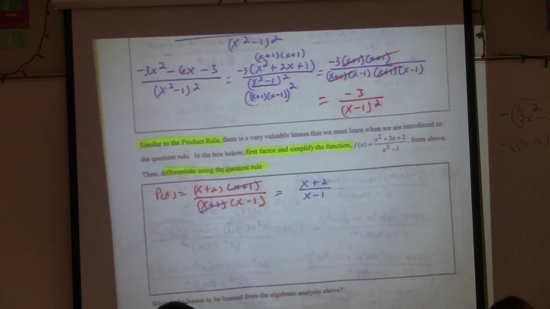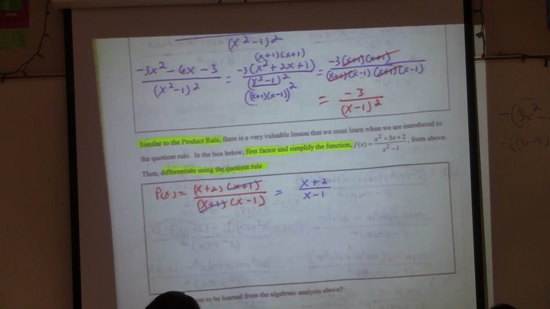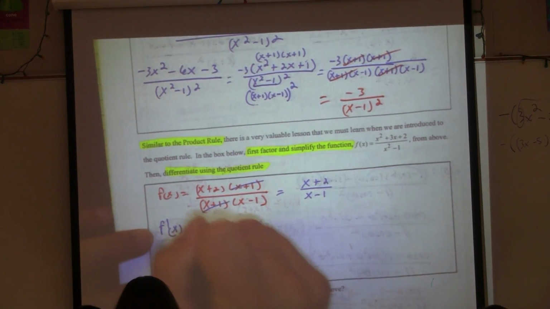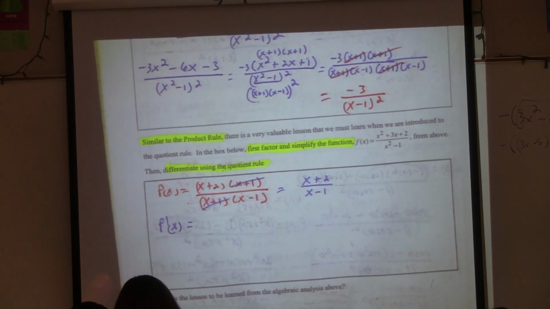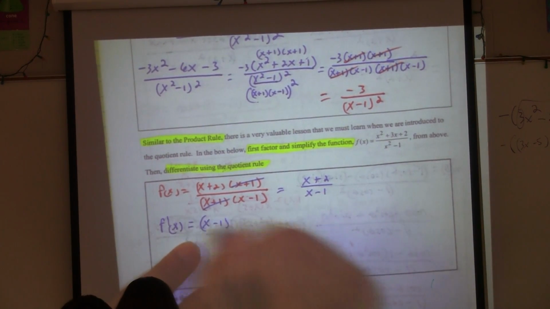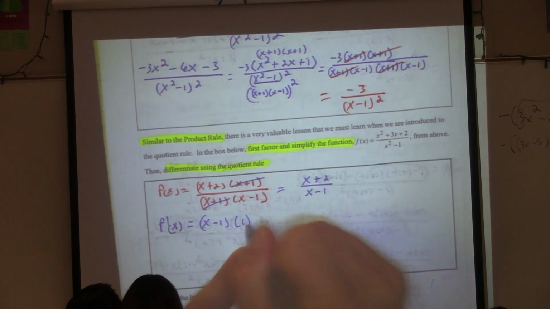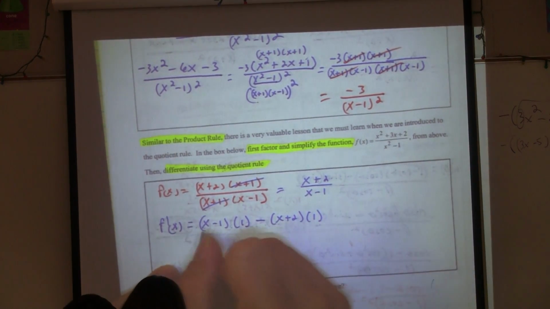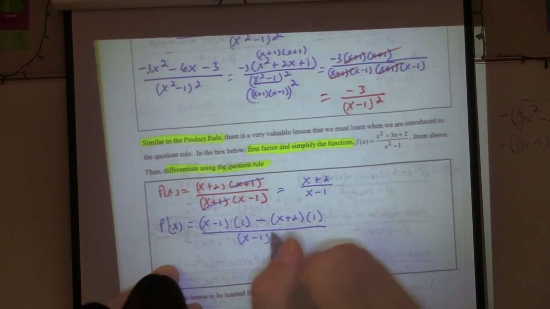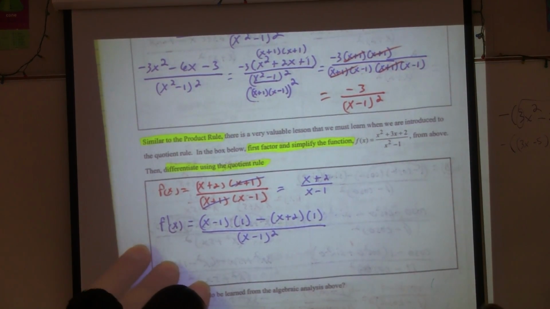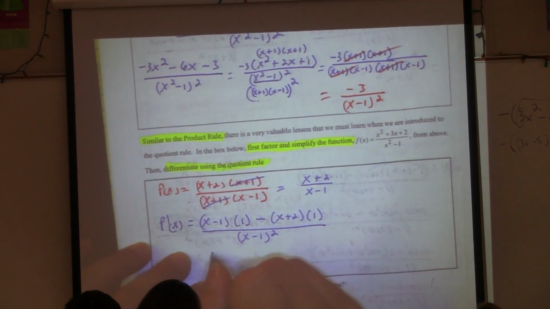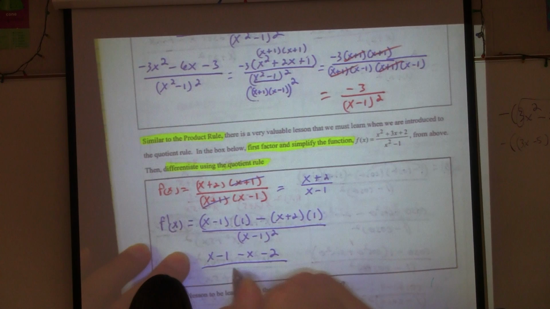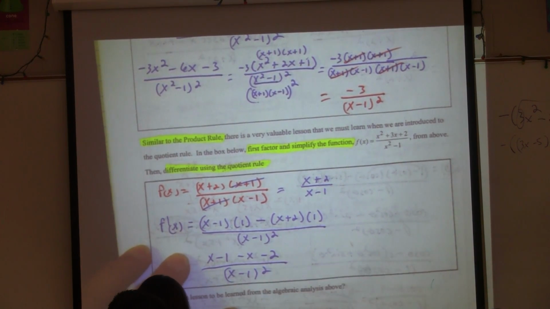So now can I get the derivative using the quotient rule? And should my life be a lot easier? Yes, let's do it so we can learn this valuable lesson. Hopefully we can learn from it. So low, x minus 1, d high, minus high, d low, over low squared. My God, this is so much easier than the other one. Right? So this will give me x minus 1 minus x minus 2 over x minus 1 squared.